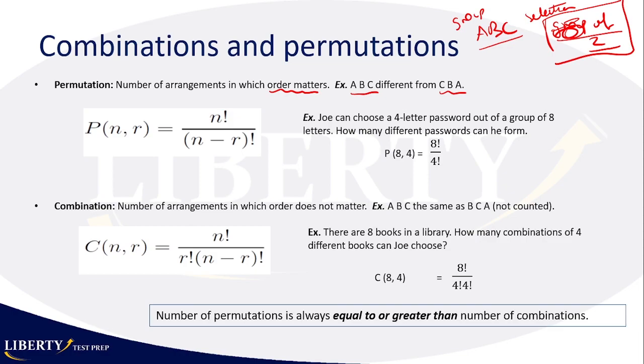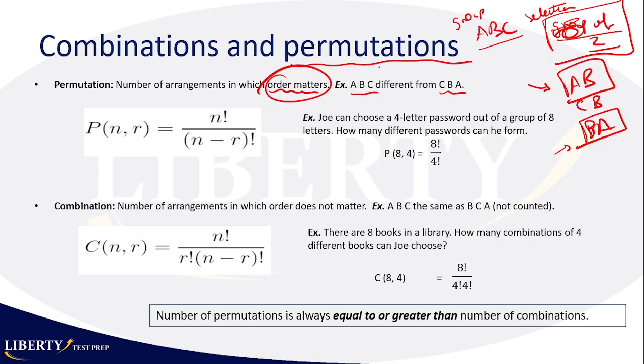So if you want a selection of 2, in how many ways can you get it? One possible selection of 2 from ABC would be, for example, AB. Another possible selection would be CB. Another would be BA. But think about it though. Both AB and BA contain the same elements, but with different arrangements. If they're asking you for a password, AB would be different than BA. In that case, you want the permutation because order matters. That's what order matters means: if you have a different arrangement of the same elements, you get 2 distinct things.